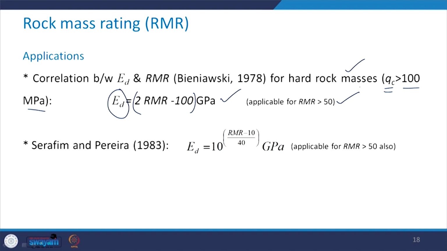The next one, which is very important and quite often used, is the expression given by Serafim and Pereira in 1983, where the deformation modulus is given as 10 to the power (RMR minus 10) upon 40. And this is also in GPa. I mentioned to you earlier also that we need to be careful about the units, because all these expressions are empirical in nature. So this expression is applicable for all the values of RMR.